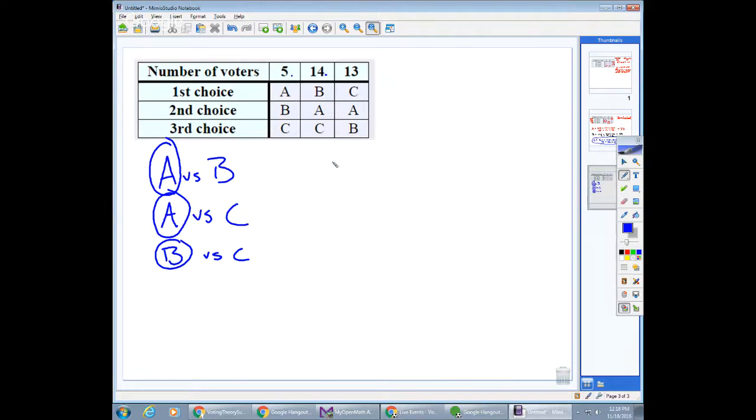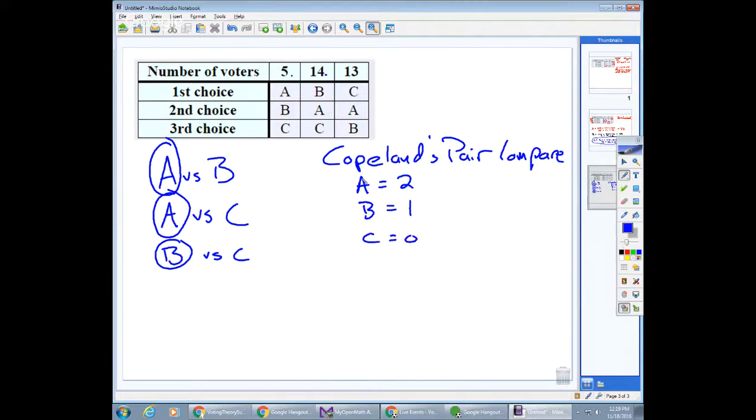Okay. So with Copeland's pairwise comparison method, every win is worth a point in a pairwise comparison. So A ends up with 2 points, B ends up with 1 point, and C ends up with 0 points. So A is Copeland's winner for that election. Okay, so if we just did one-on-one elections with each one, A would come out ahead.